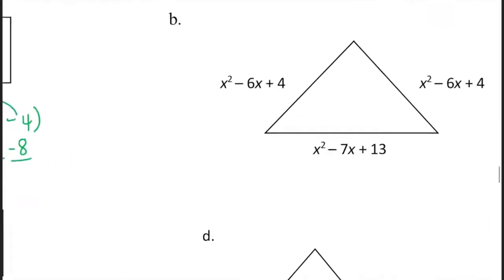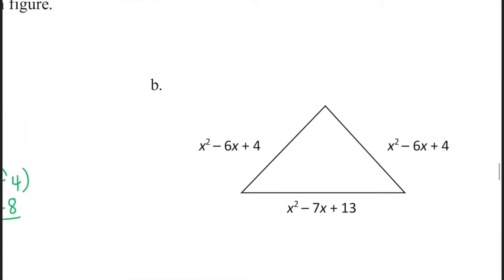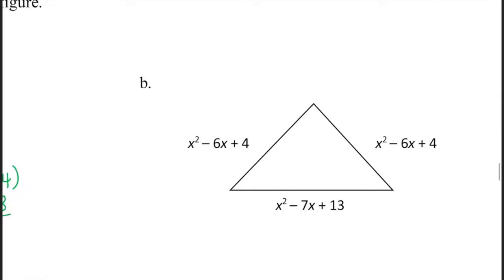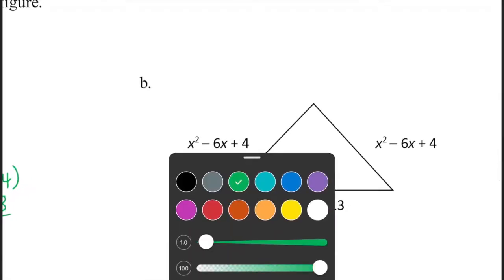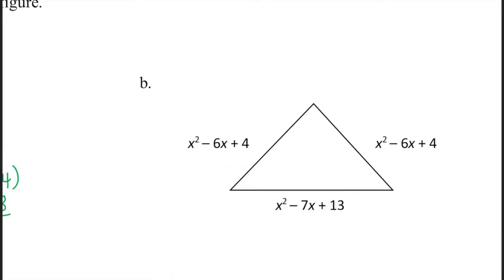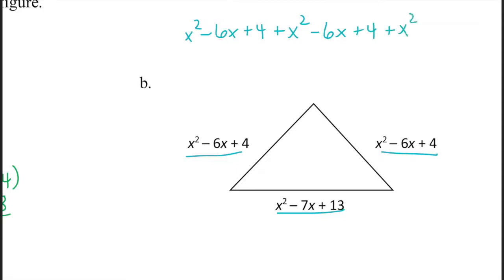For problem B, I think I'll do my space right there. I'm going to switch colors too in case it runs into another one. We'll go with turquoise. So for a triangle, you just add up all 3 sides. So it's going to be this plus this plus this. And I'm just going to write it all straight across. X squared minus 6x plus 4 plus x squared minus 6x plus 4 plus x squared minus 7x plus 13.